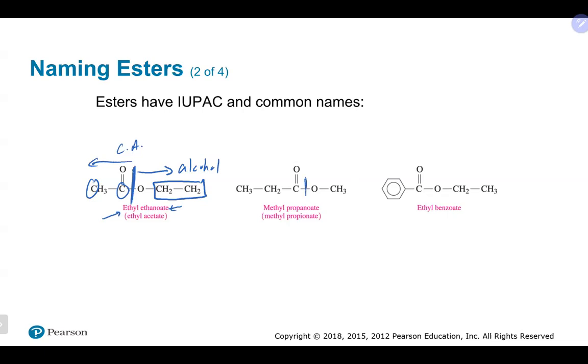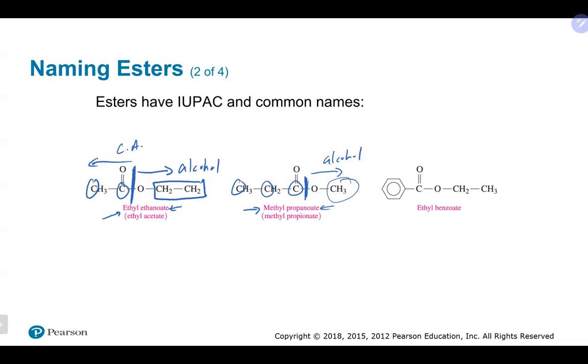Once again, coming here, alcohol part this way, might be the one we just did. That is a one carbon group, which is a methyl group. Going the other way, that is a three carbon group, so that is our propanoate. So that's our methyl propanoate.